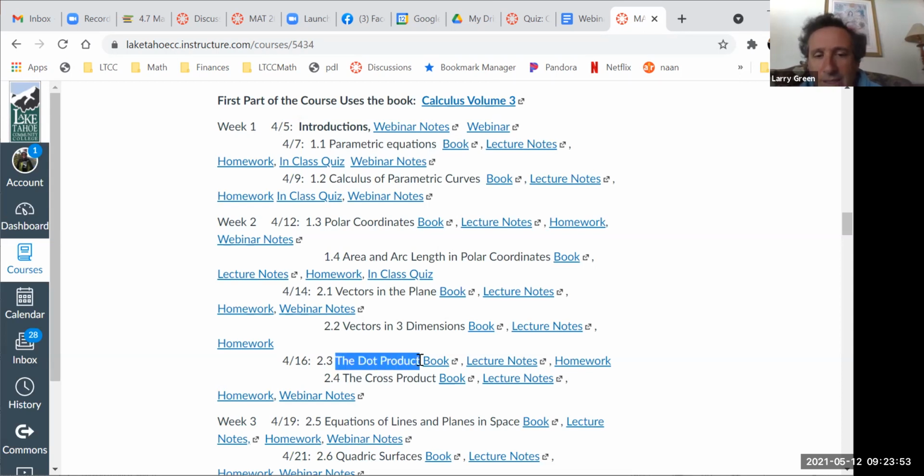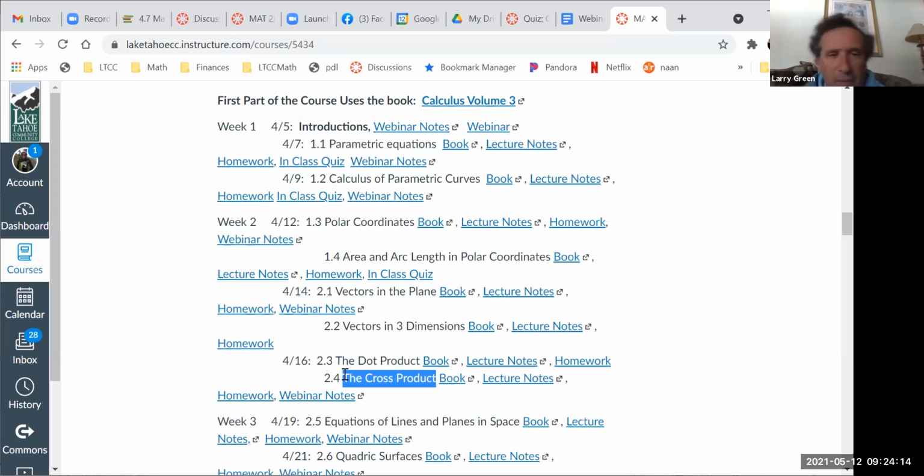Dot product. Hopefully you remember how to take the dot product. It's the sum of the products of the ordered terms. And then the cross product is the determinant of the matrix with ijk, vector, vector. Do you remember doing those?